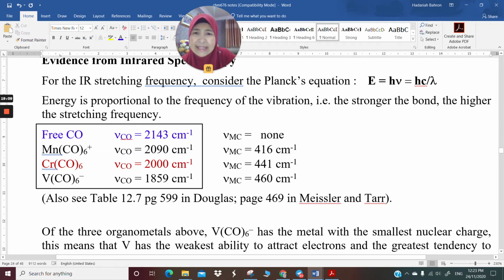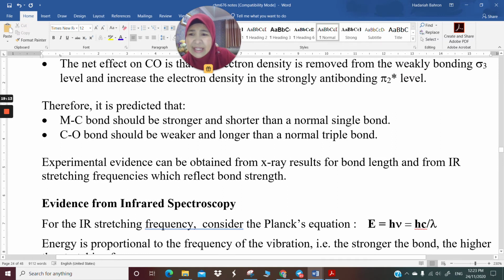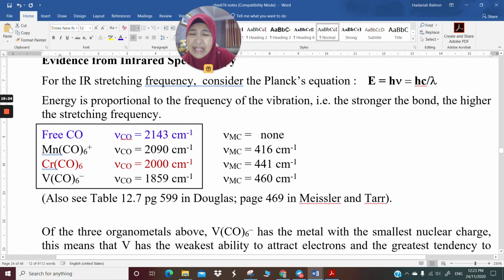So that is actually the evidence for pi-back bonding, because in here we are already saying that theoretically we are expecting that the CO bond will become weaker and longer than the normal triple bond. And yes, we have seen that the CO frequency of the CrCO6 has a lower frequency than the free CO.